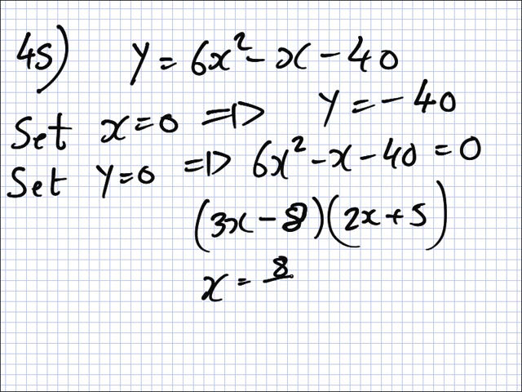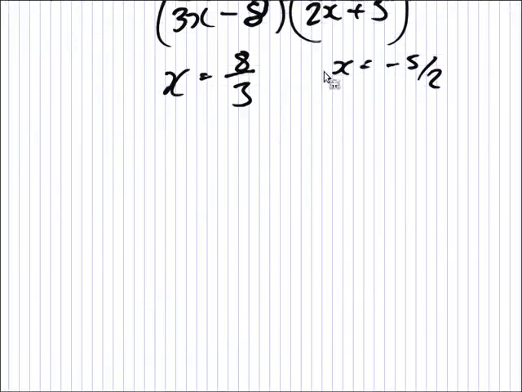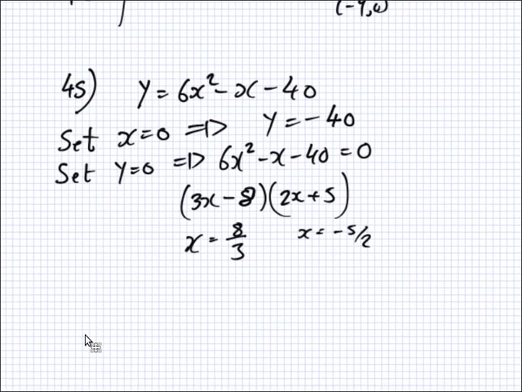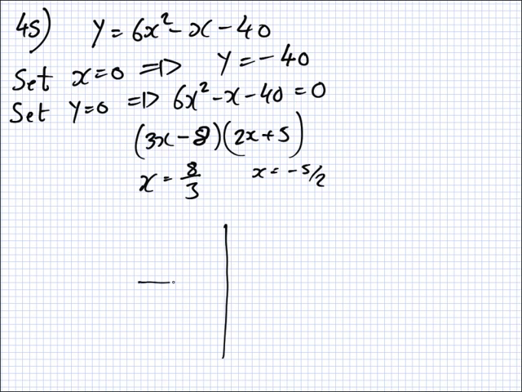8 over 3, and here? Minus 5 over 2. So, if I was to draw all of this, 3x. Oh, yes, sorry, you need to write it down. Where does it cross the y-axis? Minus 40, isn't it? And then the x-axis, that's minus 5 over 2, and the other side, 8 over 3. So, the quadratic will look like that.